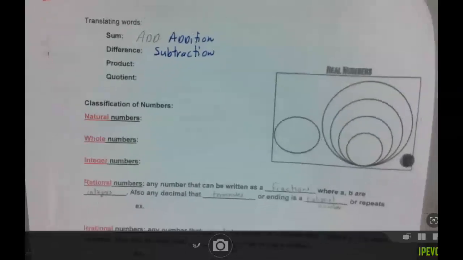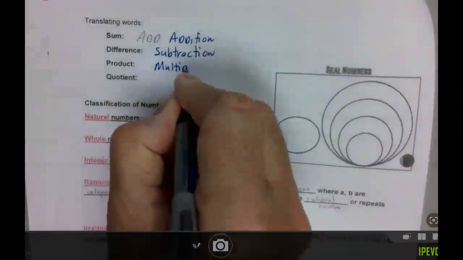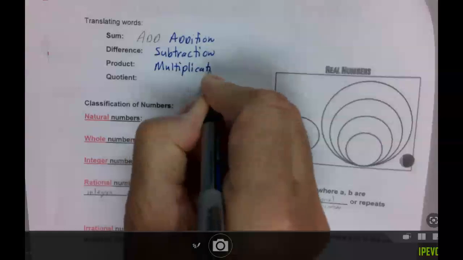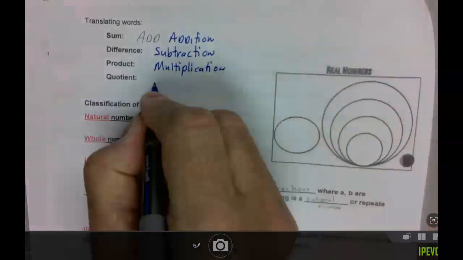Product. What does product mean? Multiply or multiplication. Quotient. What does it mean? Division or divide.